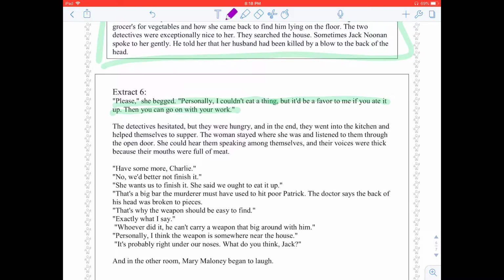So this part is quite interesting already, because what is she asking them to eat? The leg of lamb, right? And how did she kill her husband? With this same leg of lamb. So basically, what is she essentially trying to do? She's trying to make the police eat the murder weapon. And then look at this.